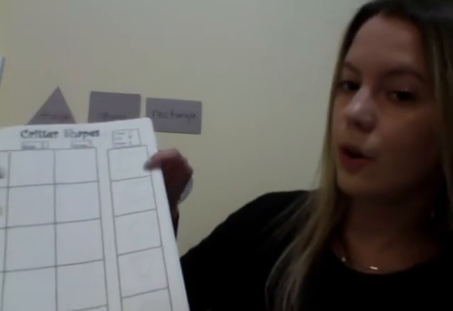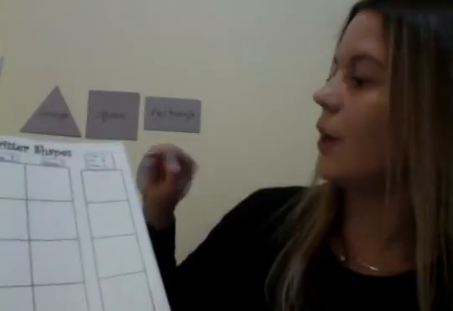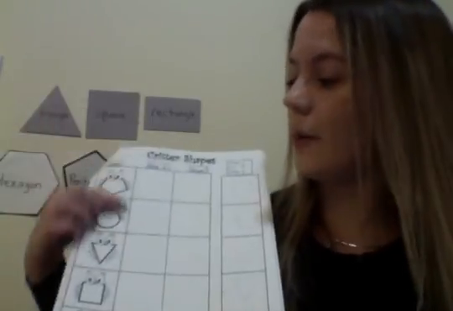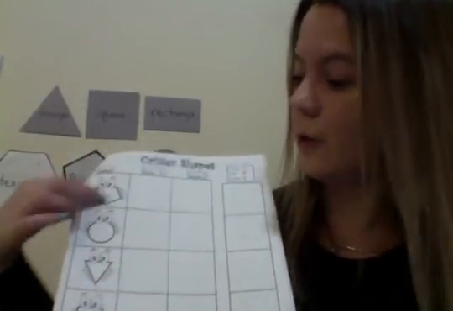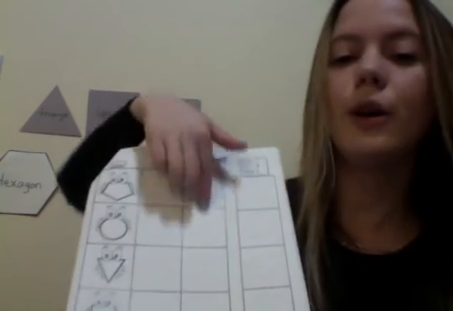On the next page, we ask you to trace all the shapes on this sign. Then you are going to cut them, glue them where they belong to, which shape that they belong to, and then you're going to draw them.